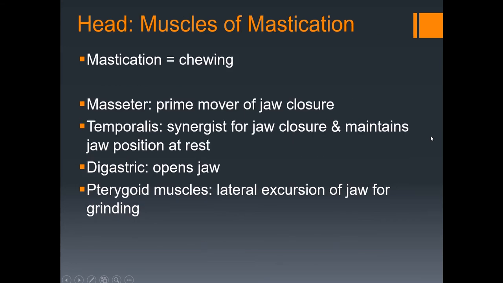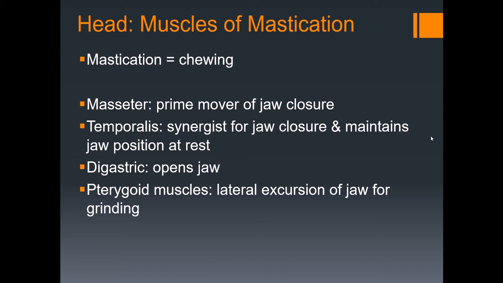If we look at the muscles of mastication, the process of mastication is chewing. So what muscles do we move when we chew? The prime mover for closing your jaw, so closing your mouth, is the masseter. The temporalis acts as a synergist for closing your mouth. It is also responsible for maintaining your jaw position when you're not doing anything, when it's just at rest. The digastric is a muscle on the underside of the neck that is responsible for opening your mouth, opening your jaw.